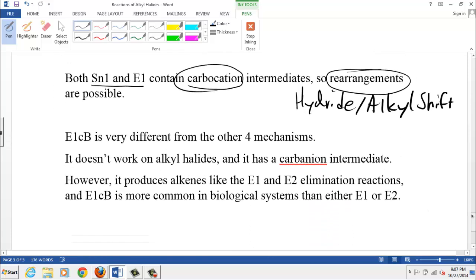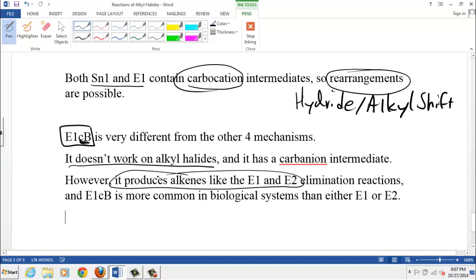And then finally, the last case, it really is an outlier. The E1CB with that conjugate base. Here's the crazy thing we have to keep in mind. It doesn't work on alkyl halides. So you're probably wondering, well, why is it even here? This is a unit on alkyl halide reactions. Well, the reason why is the author of your textbook said, hey, it produces alkenes just like the E1 and E2 mechanisms, so we should include it in here as a very similar mechanism. And then finally, the E1CB is just more common in biological systems. And it's different from all the other 4 in that it has a carbon with a negative charge.